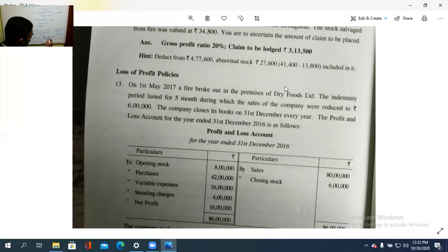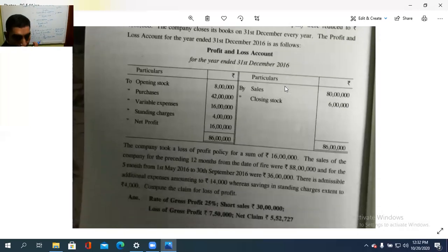Okay, so 30,000 into 25. 30,000 into 25 is 7,50,000. Short sale is 30 lakh, and the loss of gross profit, that is the gross profit on sale, is 7,50,000. Next, what do we need to calculate? The gross claim.